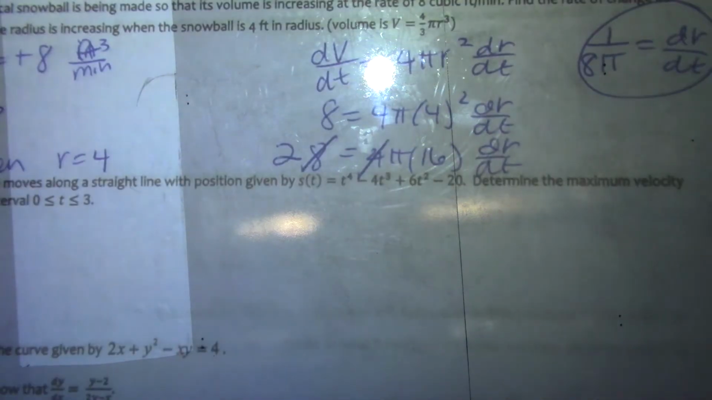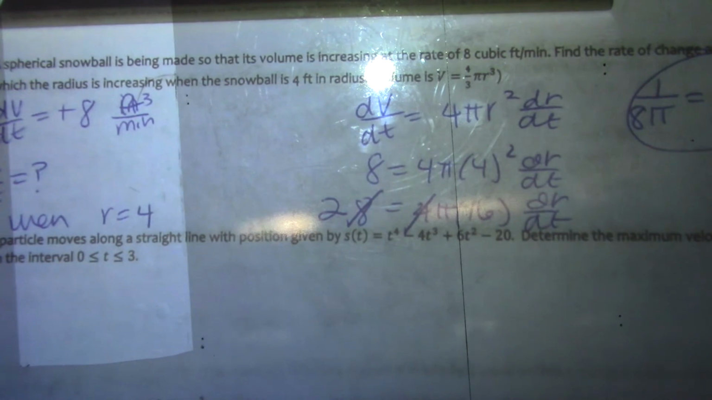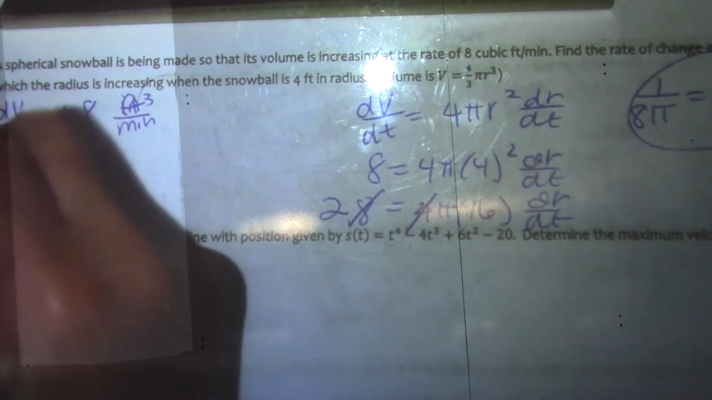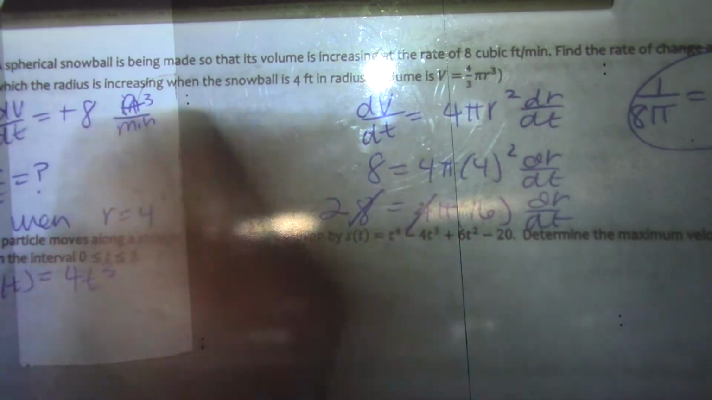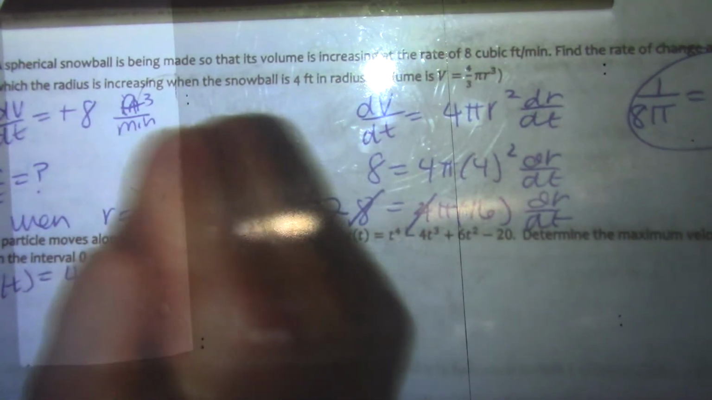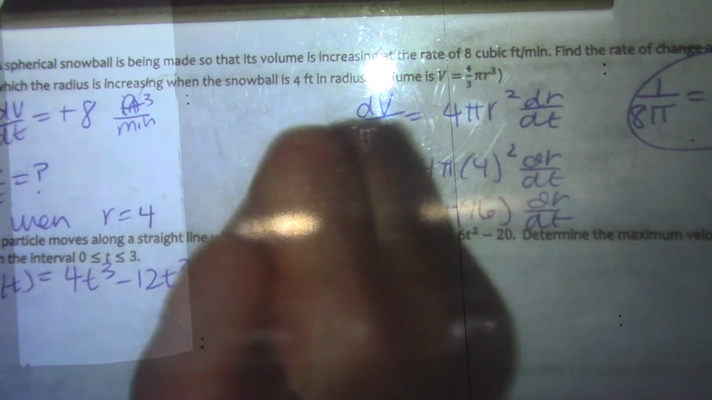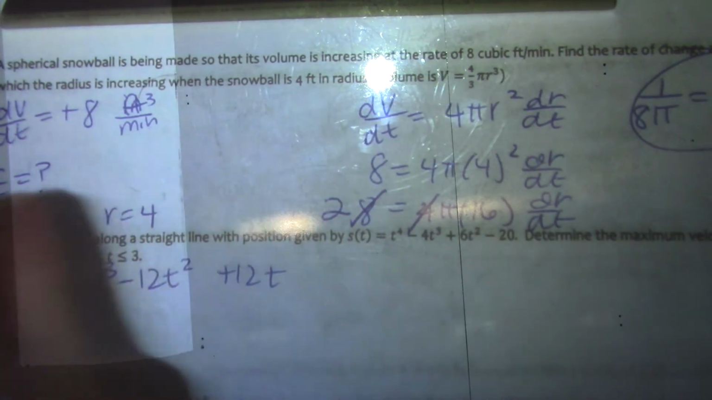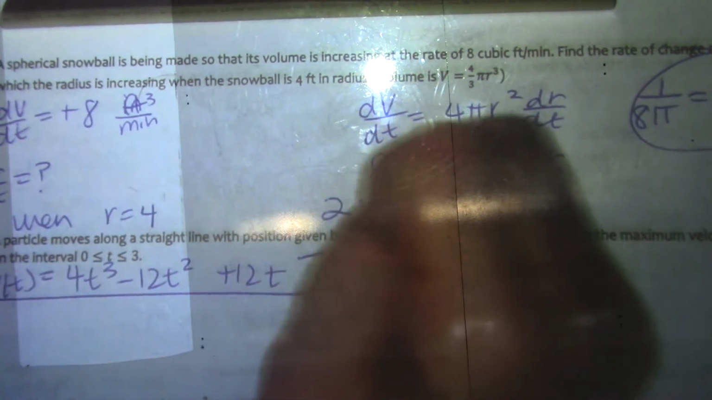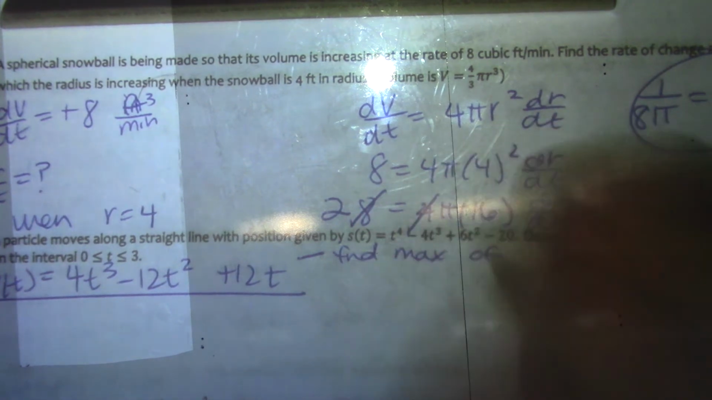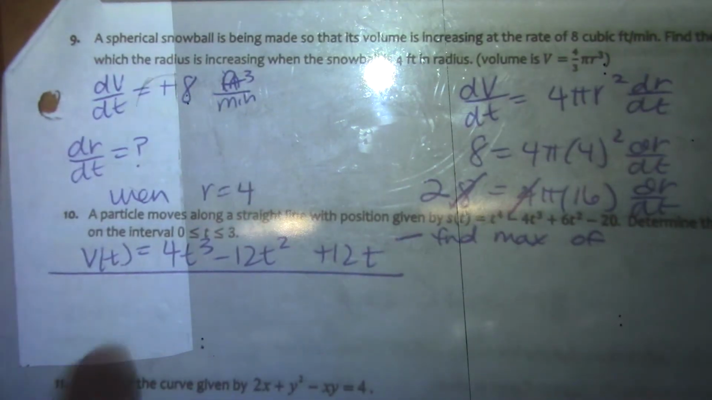A particle moves along a straight line. This is the position. Find the maximum velocity. So first, let's find what the velocity is. So v of t is 4t cubed minus 12t squared plus 12t. All right, now this is what I want to find the maximum of. If you want to rewrite this and just call it f, right?